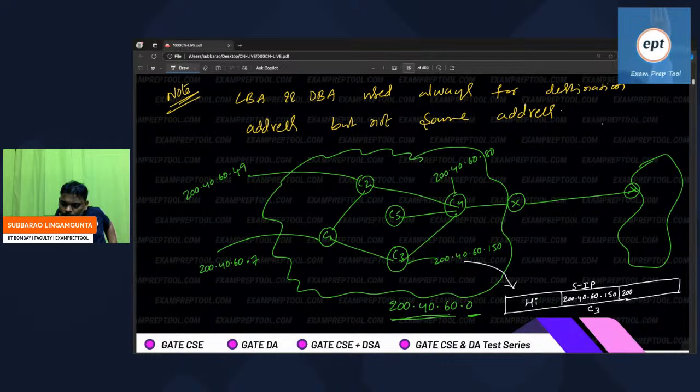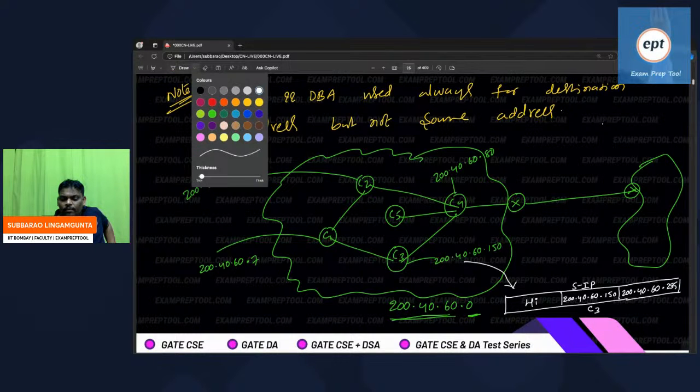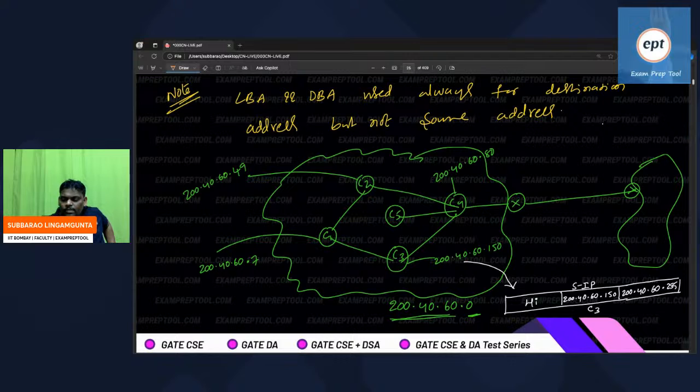200, 40, 60, 255. Can you help me now? Total host part I kept all ones. What will happen? This is the DBA. Everyone knows, because total host part I kept all ones. Then what happened?